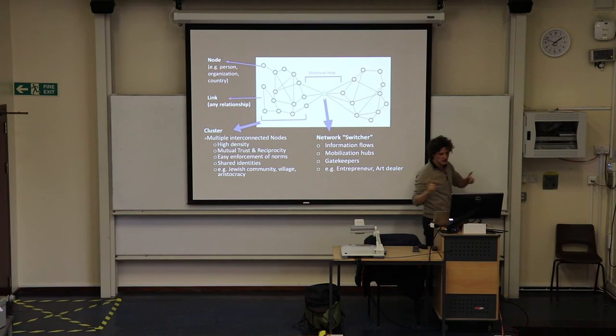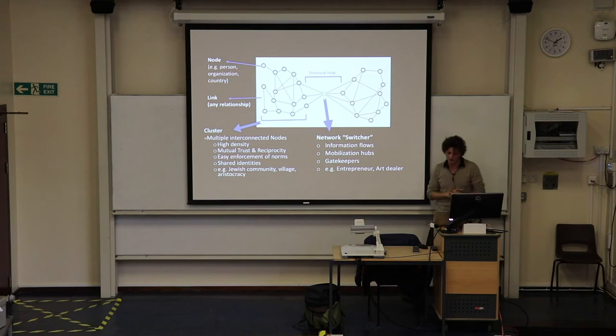So typical examples could also be entrepreneurs who usually bring together different knowledge communities to create a product, or art dealers whose very profession is predicated on the fact that they are connected to different clusters. They know where the sellers are, they know who the buyers are, they know what the tastes are, and through this kind of network switching function, they can do business.